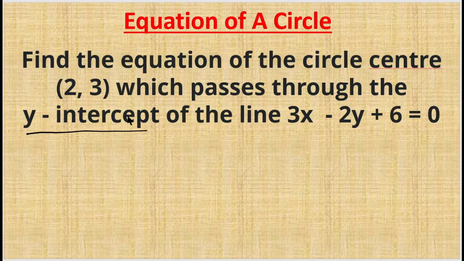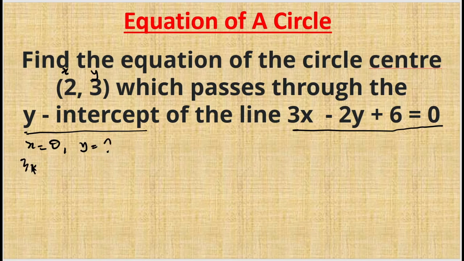Now there are two important things you must know about this line 3x minus 2y plus 6 is equal to 0. Number one, the circle has its center at 2, 3. That is, at the center, x is equal to 2 and y is equal to 3. And this line has an intercept on the y-axis. Since this line has an intercept on the y-axis, that means at the point when x is equal to 0, then y has a value. Now let's find that value first.